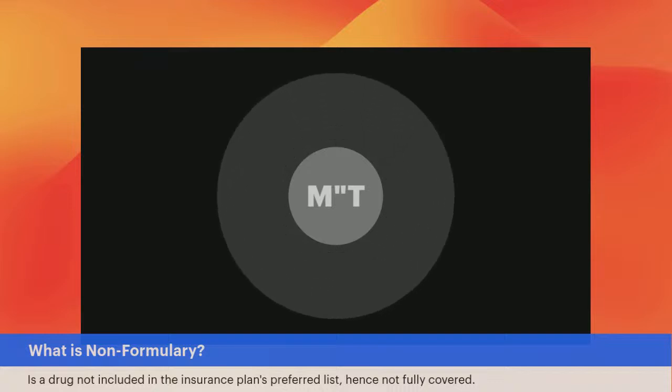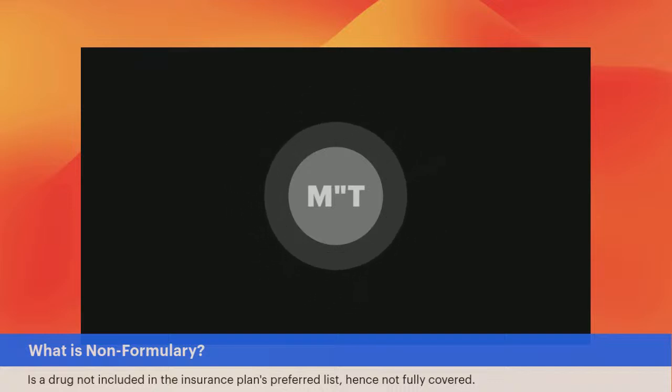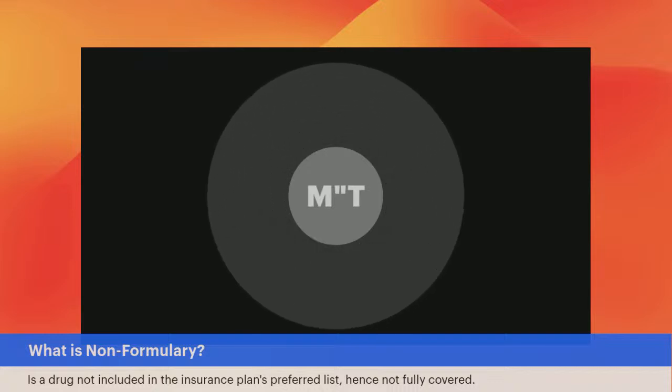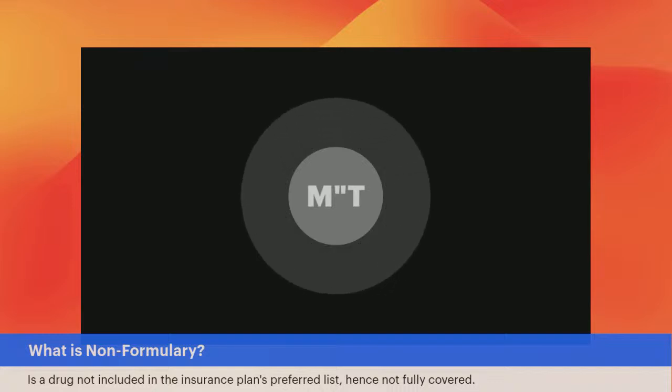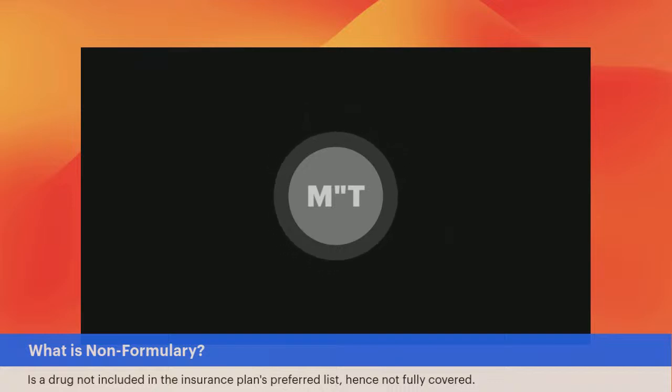Okay, so when we look at it and we say, is this covered on my plan? Yes or no? So the question becomes, ladies and gentlemen, is it on your formulary? Is it not on your formulary? So it becomes tricky. So let's look at the next one.